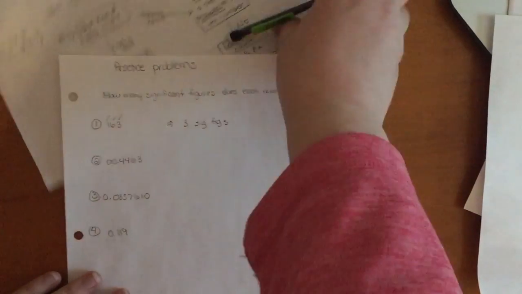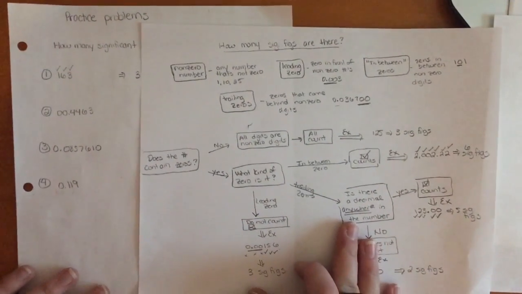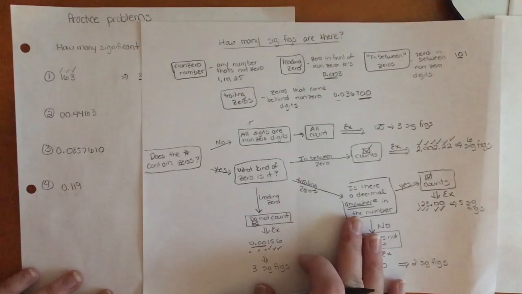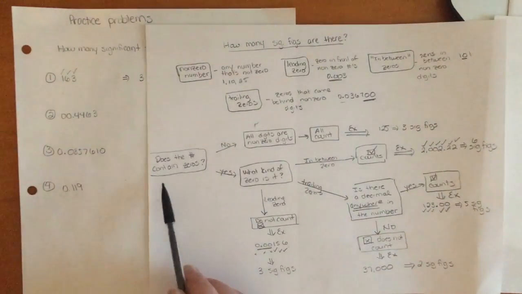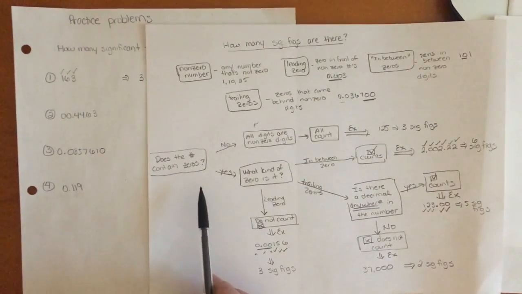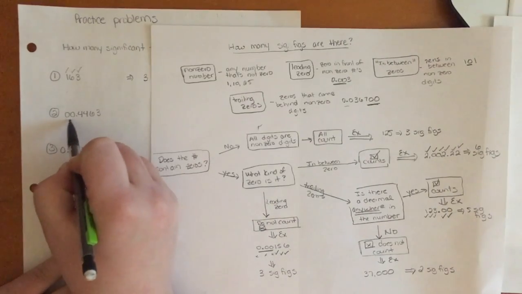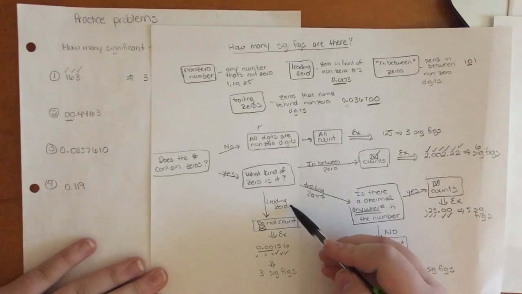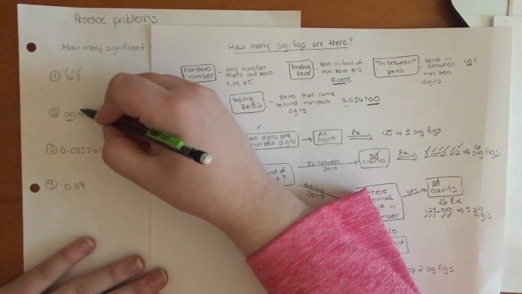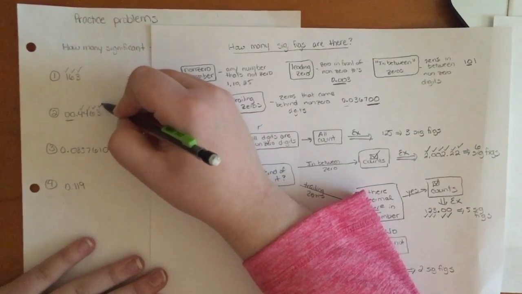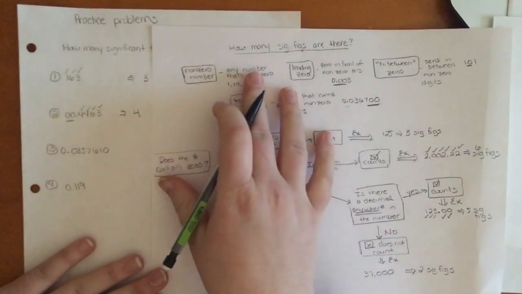Okay, so let's look at the next one. Now we can see that the number contains zeros. Yes. What kind of zero is it? These zeros are leading zeros. Leading zeros do not count. But these numbers do, because they're non-zero digits, so that gives us 4 significant figures.